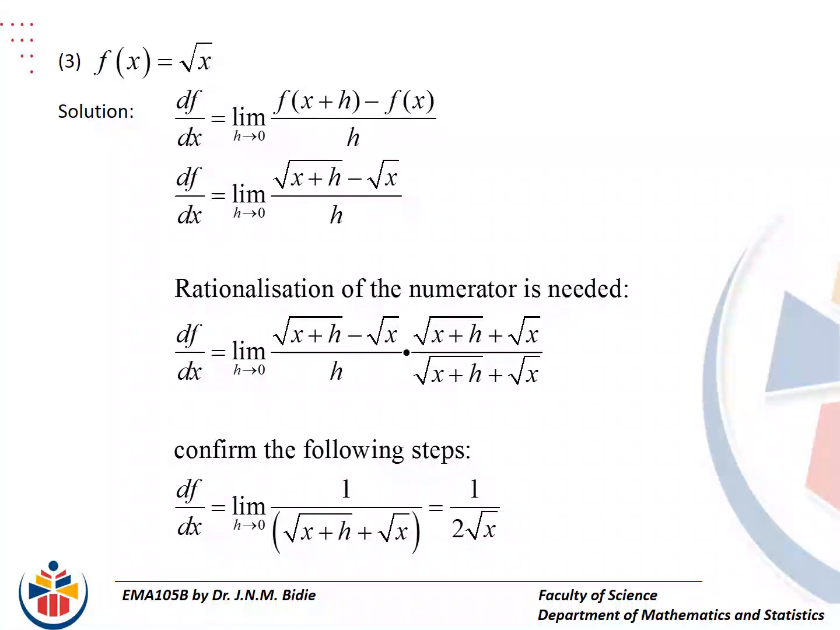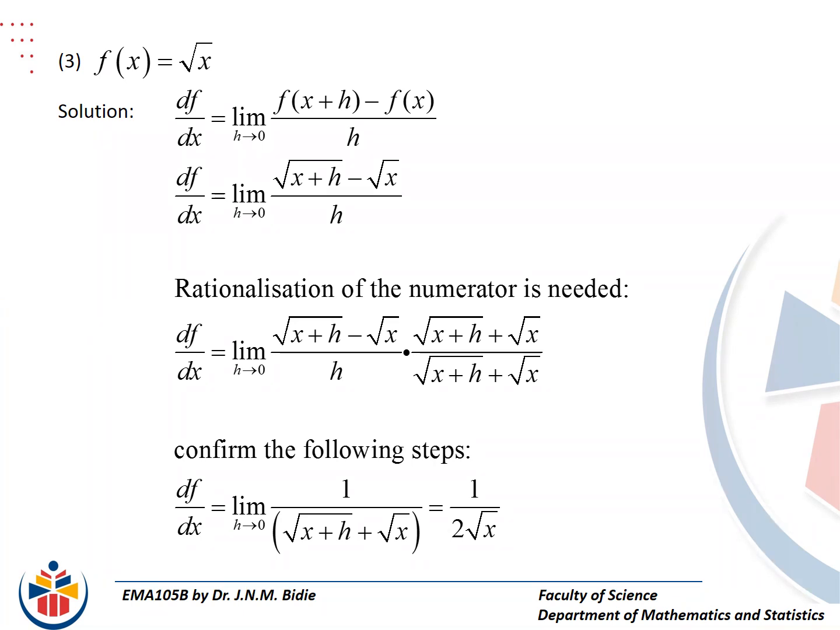Next, f of x is equal to the square root of x. That's example 3. Again, once more, first thing we do is to write down the definition of our derivative. The next step, substitute for f of x plus h, which will be the square root of x plus h. And then minus, we substitute the original function, which is square root of x. All of this is divided by h.